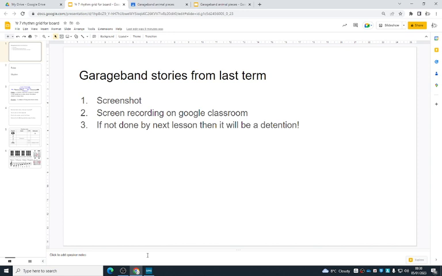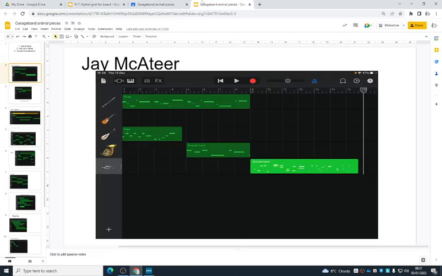The first thing you need to do is have a look at the work that you completed last term. If your name is not on here, then you need to finish this for homework. If it is not done by next week, then you will be in a detention because I've given you an extra week.